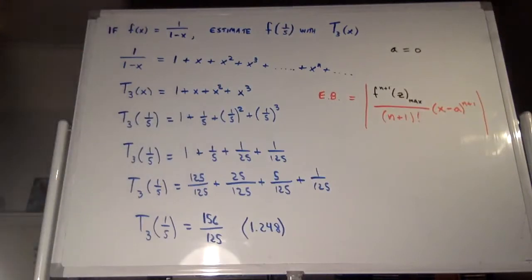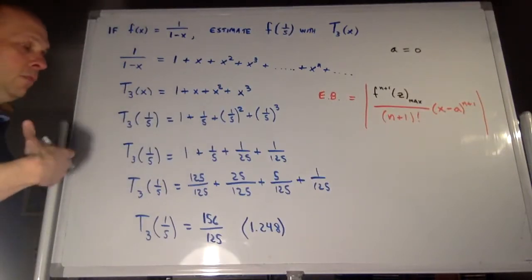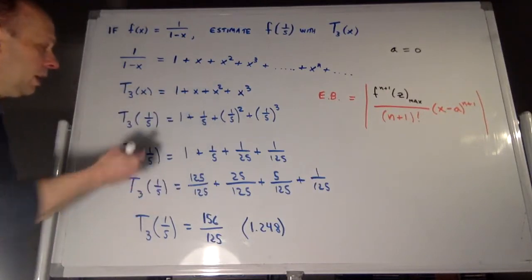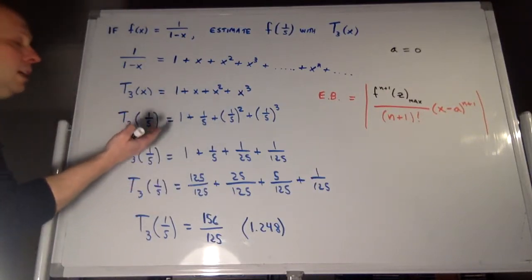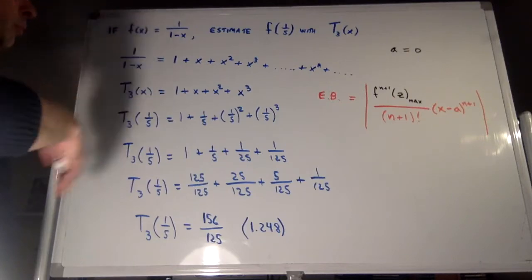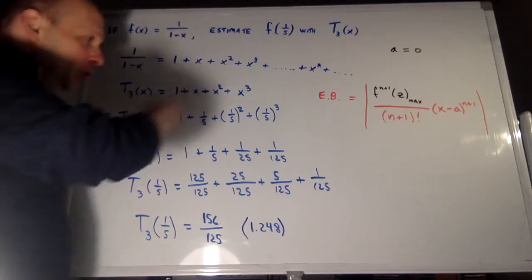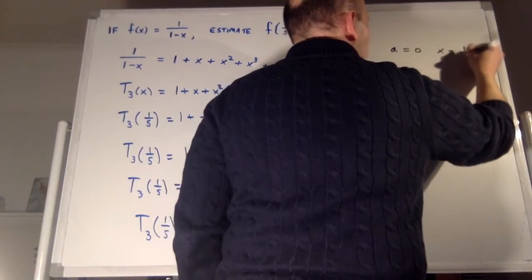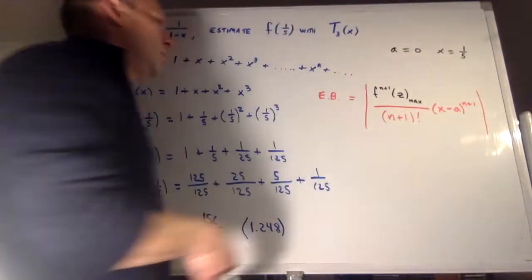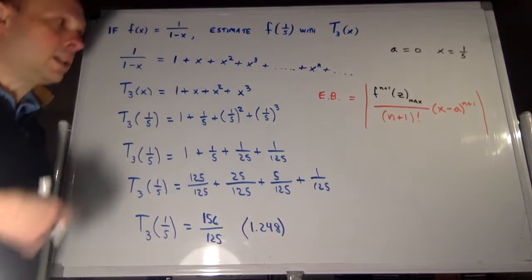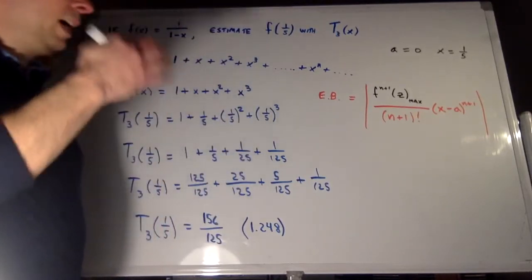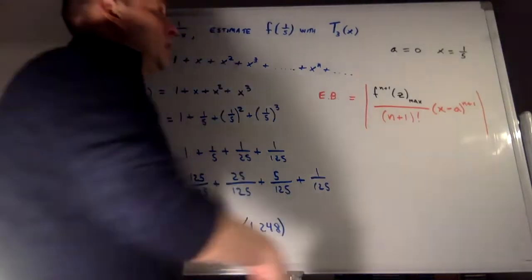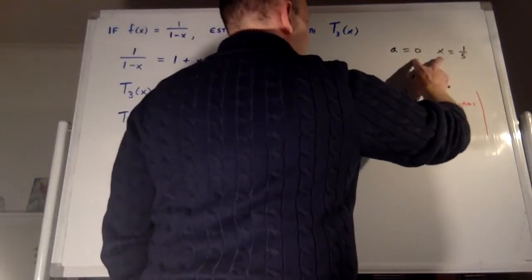Our value of x is the value of what we're evaluating at. It's 1/5 in our case, right? X is the value you're plugging in for x when you're doing your estimate. So x is 1/5. That's important because what we said before was, even though we don't know what that value of z was, we do know something about it, and that it's between 0 and 1/5.